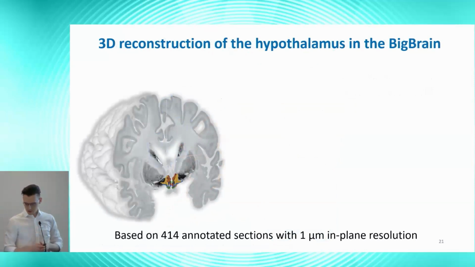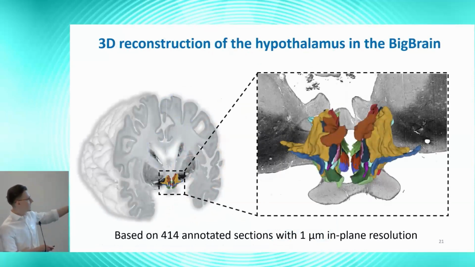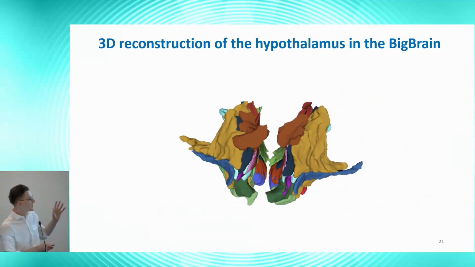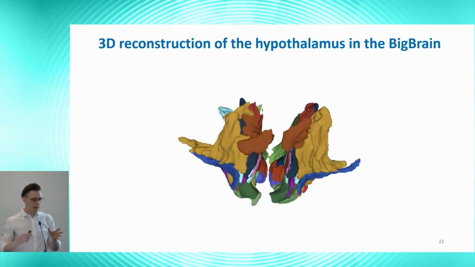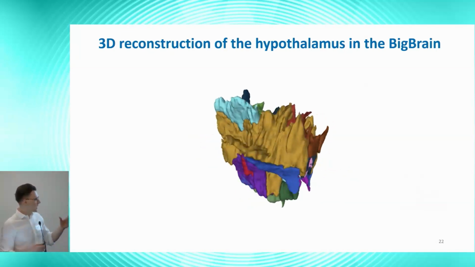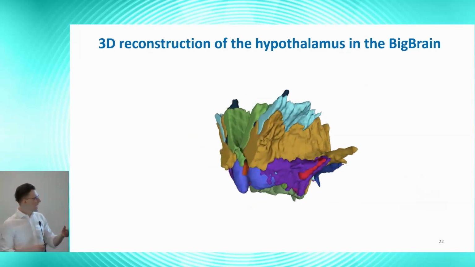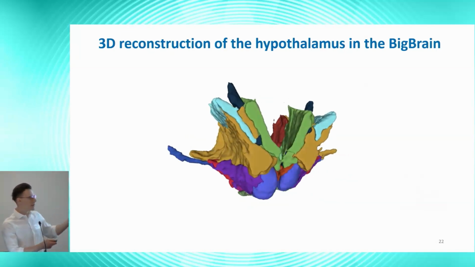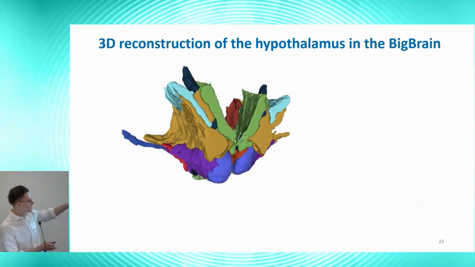with 1 micrometer resolution. And we were able to perform the 3D reconstruction of the hypothalamus, and there is a model on the right side. So with this 3D reconstruction in the BigBrain, we basically capture the shape and extent of each nucleus of the hypothalamus with cellular precision, and we also revealed the topographical relationship between the nuclei. The model itself is rather complex, so I suggest we just have a closer look at one hemisphere.